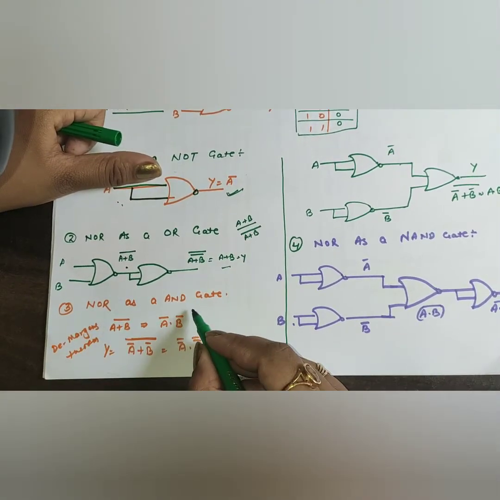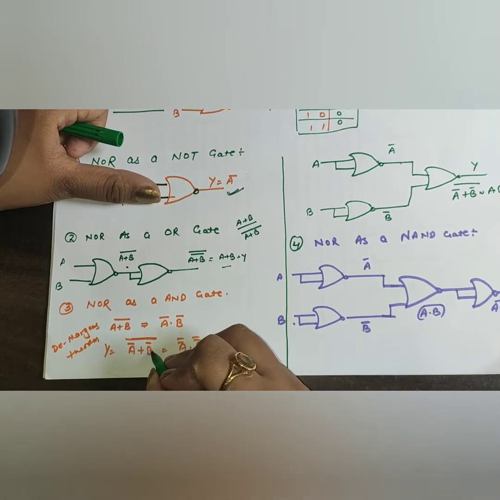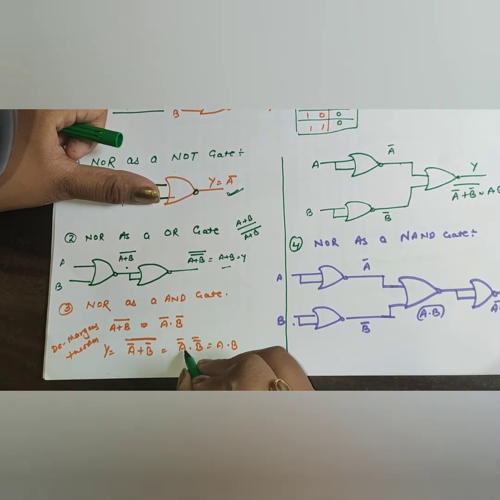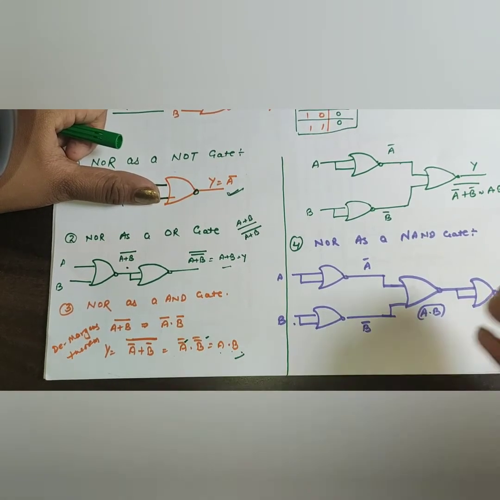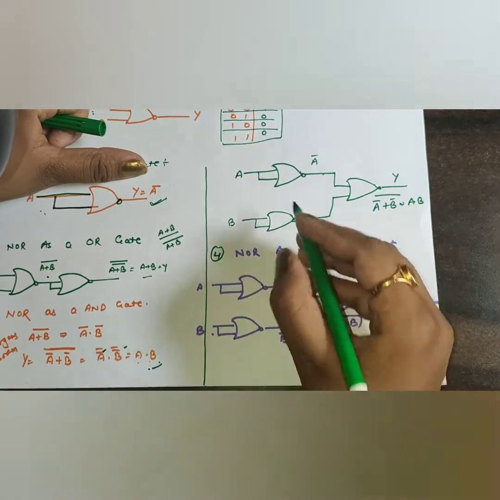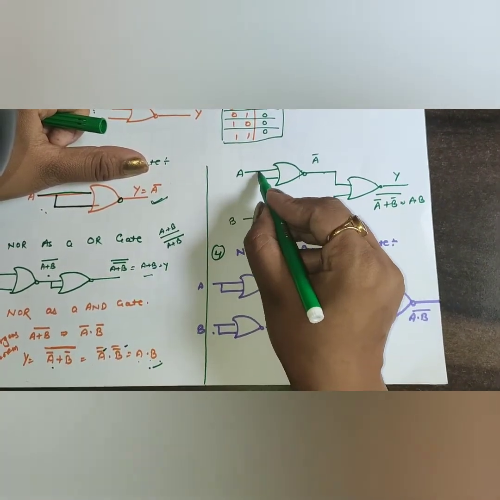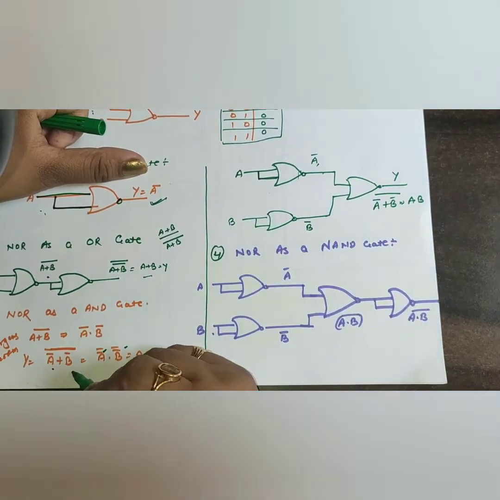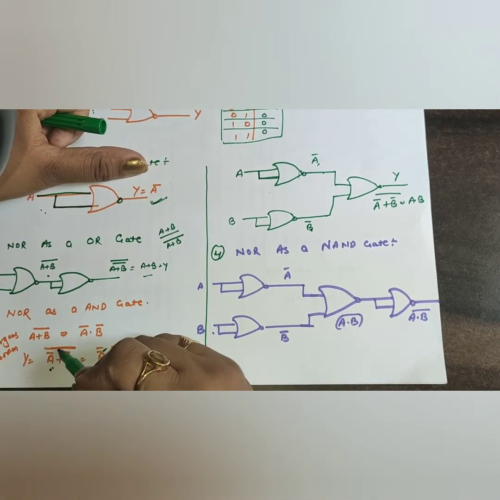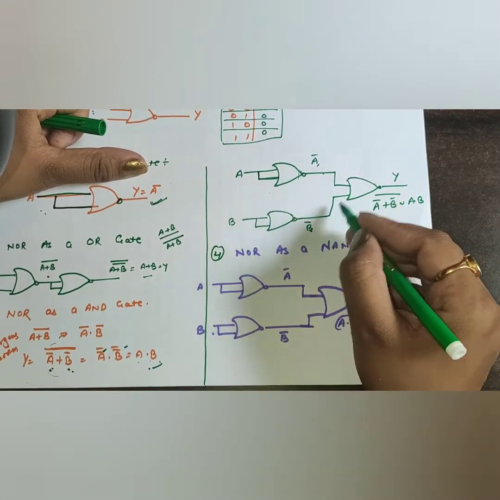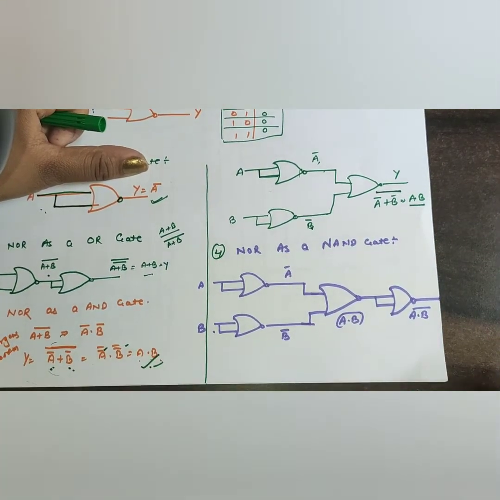Now NOR gate as an AND gate. By De Morgan's theorem we can say A plus B whole bar is equal to A double bar plus B double bar, and the double bars can be eliminated, giving A dot B, which is the AND gate. A is shorted to give A bar, and B is shorted to give B bar. Both A bar and B bar are given to the NOR gate, so this gives A dot B. You can check it from De Morgan's theorem.